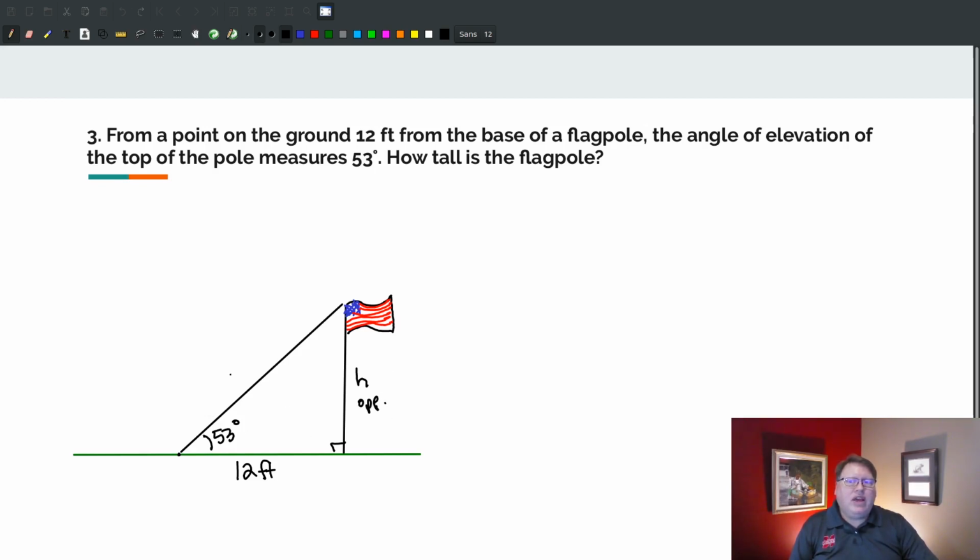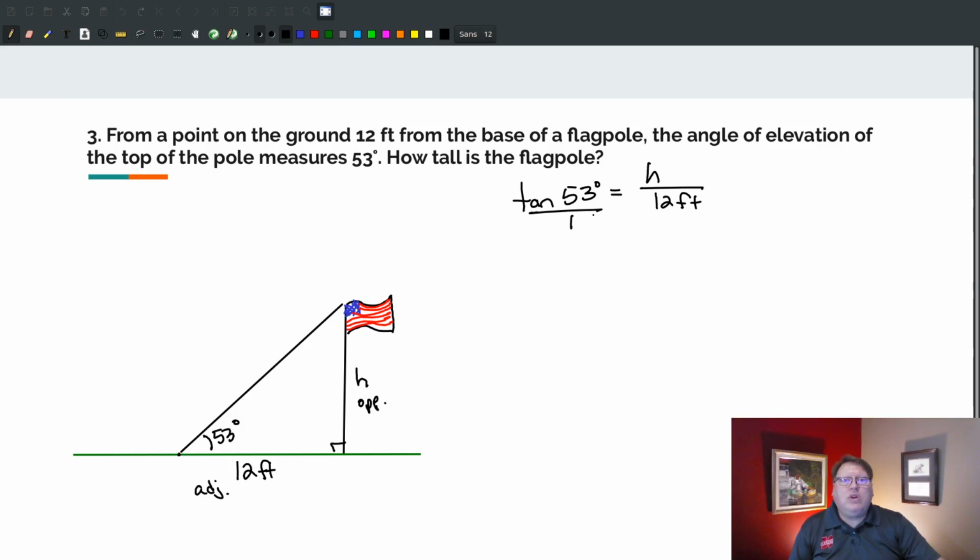And they've not given me the hypotenuse here, but they did give me the other side that I can reach out and touch. And remember, that would be the adjacent side. So once again, we're looking at which trig ratio has opposite and adjacent? Yes, we're looking at tangent. The tangent of 53 degrees is equal to the opposite side, which is our height of the flagpole, divided by 12 feet, which is the adjacent side.